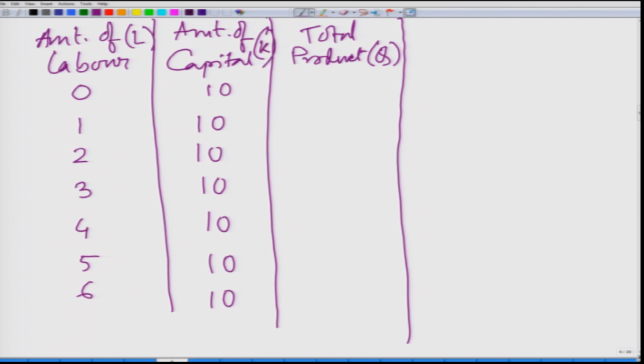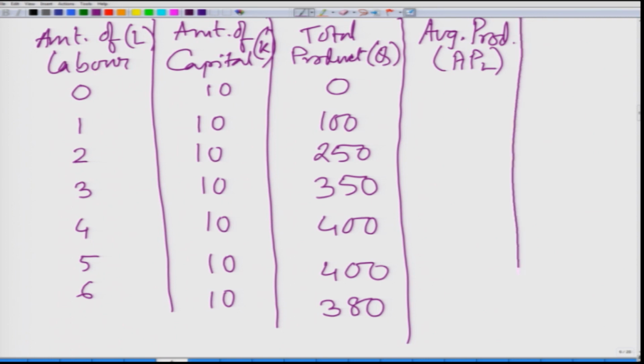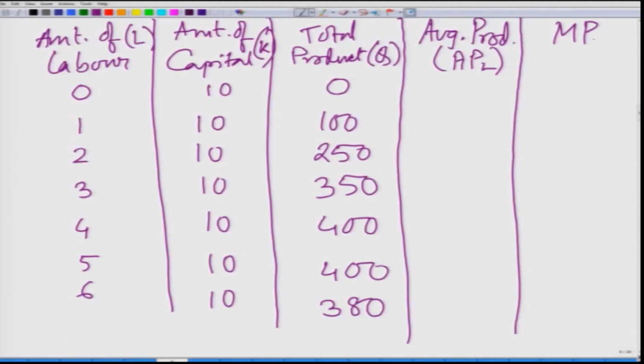Total product is, say, 0, 100, 250, 350, 400, 400, 380. So let us first calculate the average product of labor, APL. I won't do average product of capital because nothing is changing essentially. We still could calculate it, but here capital doesn't really make sense. That's primarily because labor is a variable factor. When I compare different scenarios with different amounts of labor, I will look at labor, because that's where I am changing my decisions. And over here I will keep marginal product of labor.